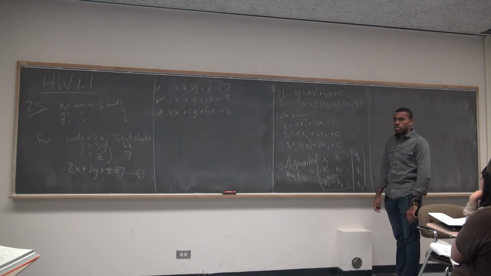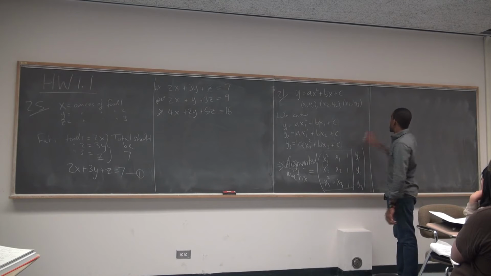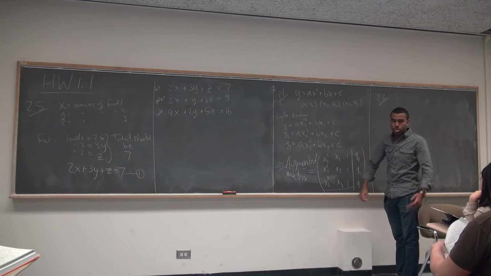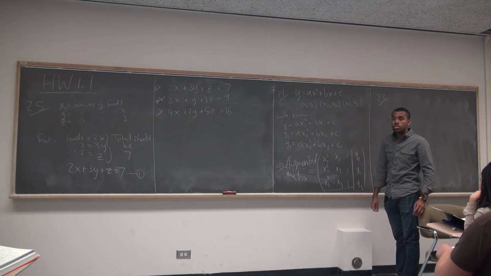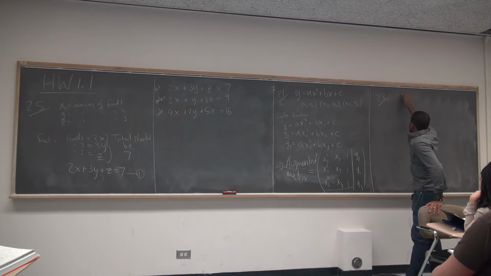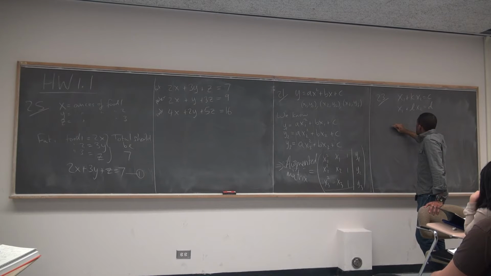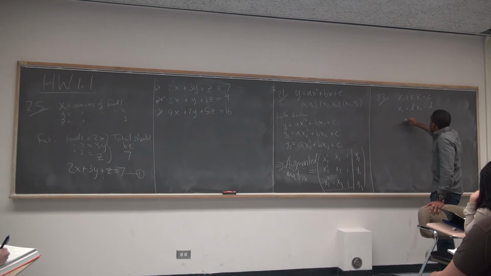Other questions? 23. What does that say? Show that if the linear equation x1 plus kx2 is equal to c, and x1 plus lx2 is equal to d, have the same solution sets, then the equations are identical. That is k equals L and c equals d. Okay.